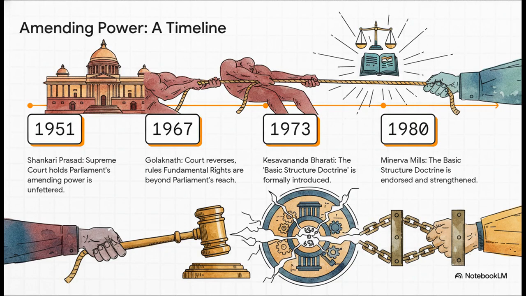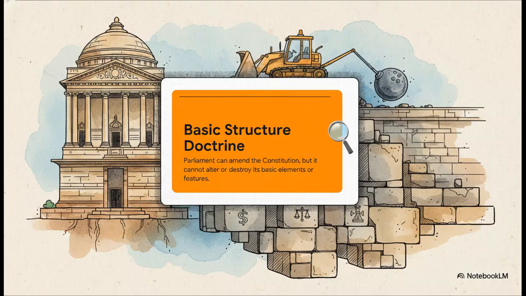At first, in 1951, the court said Parliament had unlimited power. But then, in 1967, in the Golaknath case, it did a complete reversal, saying fundamental rights were sacred and couldn't be touched. This massive standoff was finally resolved in 1973 with the legendary Kesavananda Bharati case, which gave us a grand compromise that was later solidified in the Minerva Mills case. And that grand compromise is what we call the basic structure doctrine.